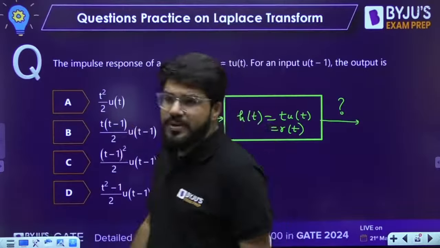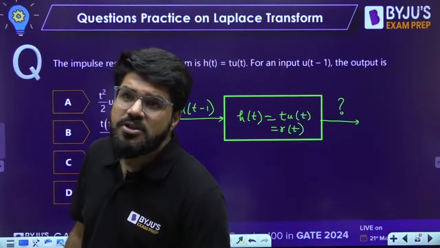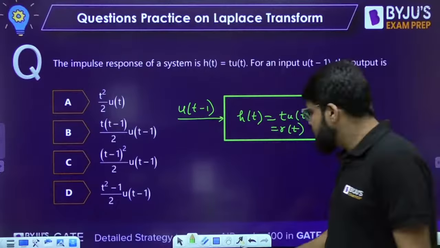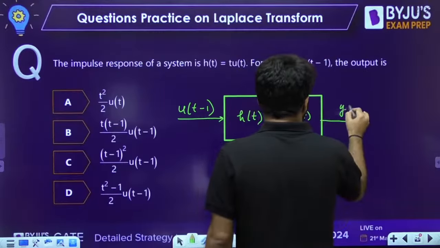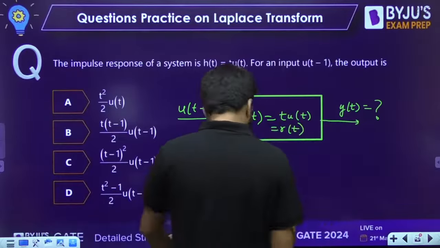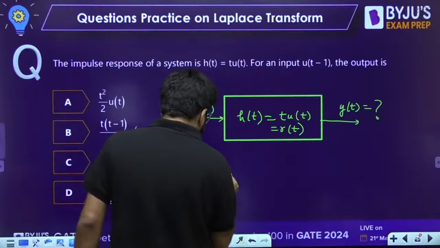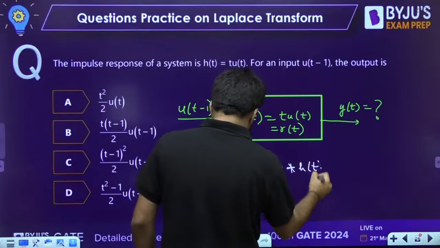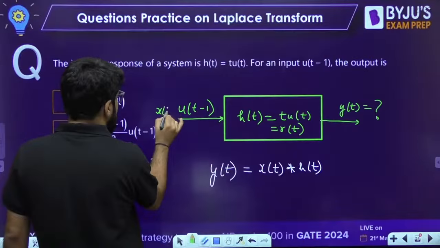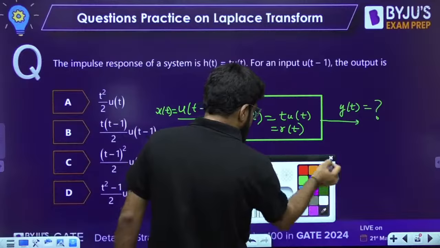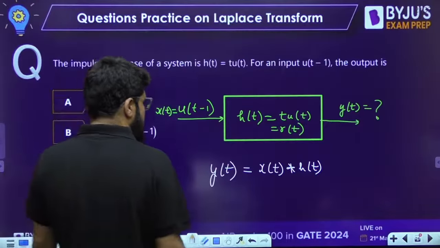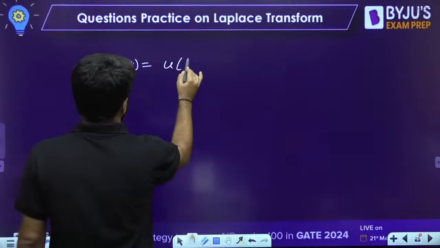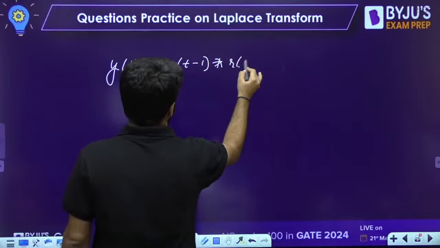Like the first question, the output is a convolution, and I will solve the convolution in the Laplace domain because it is a step convolution ramp. Let's call the output y(t). The output y(t) is calculated as the input x(t) convolved with the impulse response. So y(t) is u(t minus 1), the input, convolved with the impulse response, which is r(t).